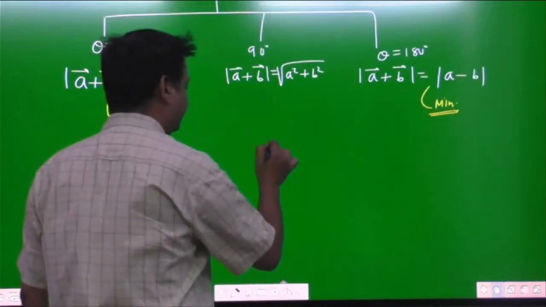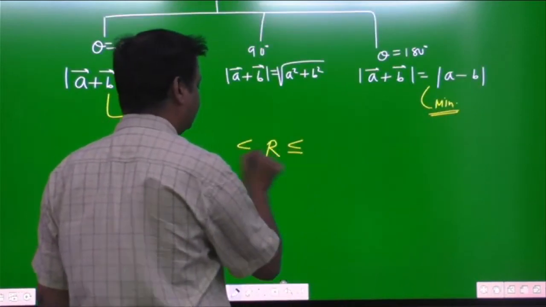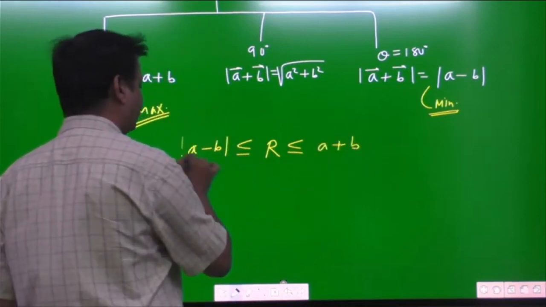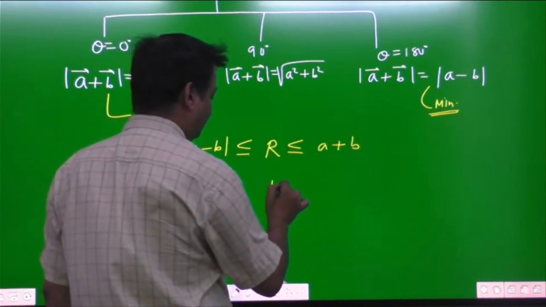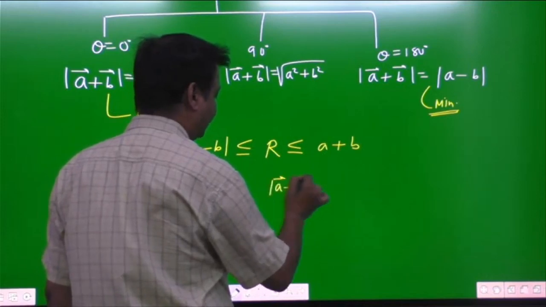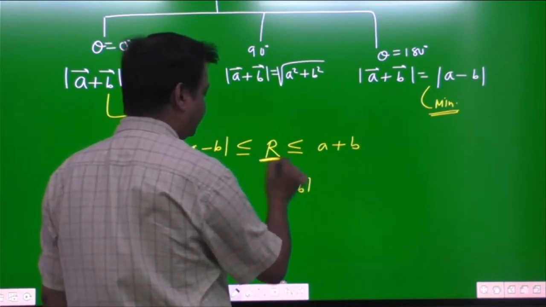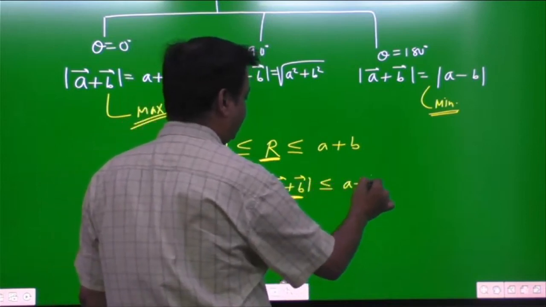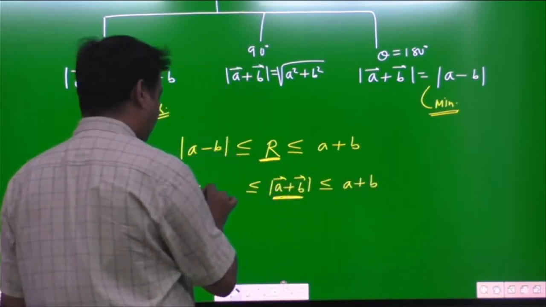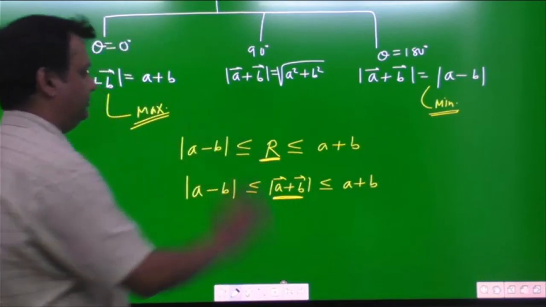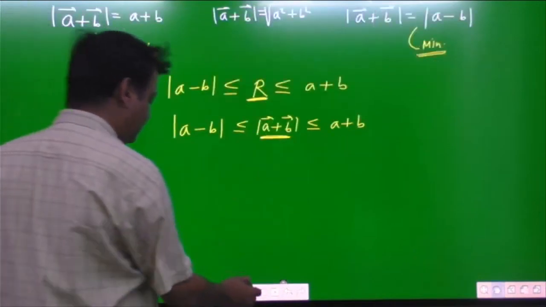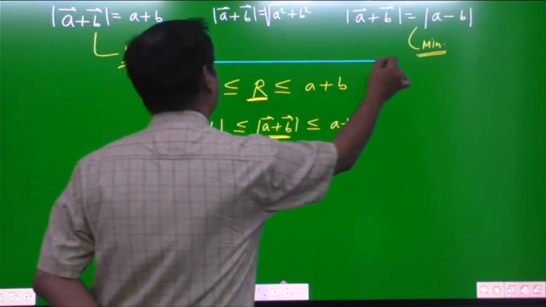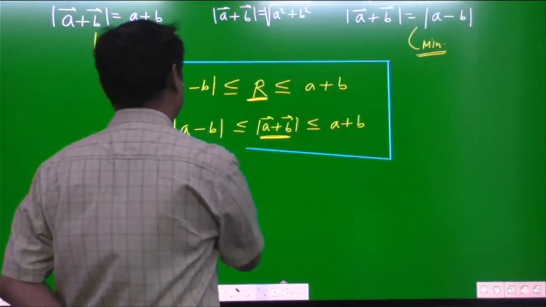So you can say R will lie between A plus B and modulus of A minus B. Remember, R is the magnitude of the resultant. That is, the magnitude of A plus B will lie between A plus B and A minus B. This is the range of the magnitude of the resultant vector. Got it?